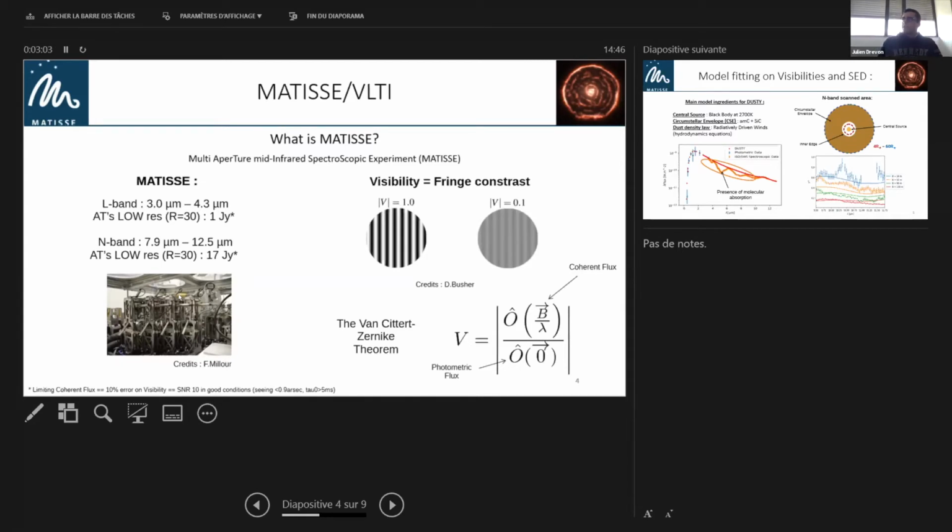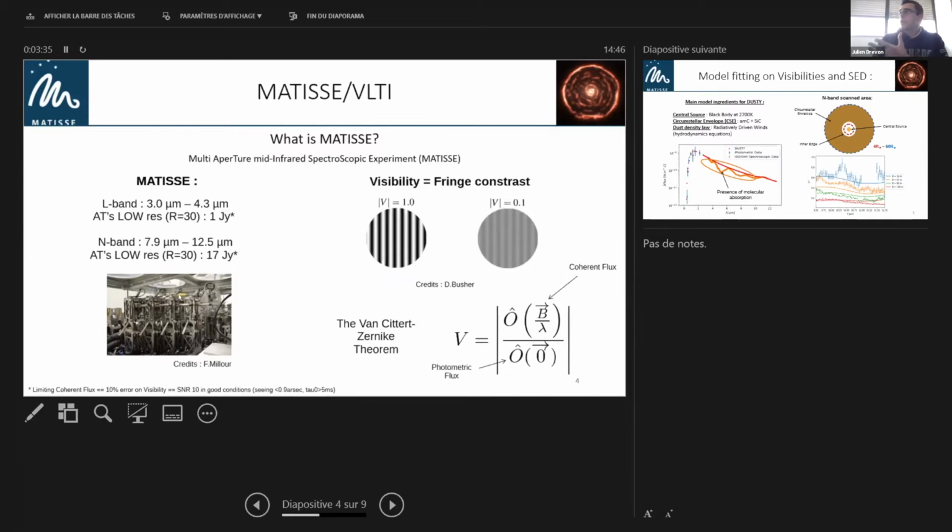MATISSE has observables, and one of the observables of MATISSE is the visibility, meaning the fringe contrast. When you have a visibility of 1, you don't resolve the object, and the more the visibility decreases, the more you resolve the object. What makes the bridge, the link between the measurements and the physical properties of your object is what we call the Van Cittert-Zernike theorem, which links directly the visibilities and the Fourier transform of the source brightness distribution.